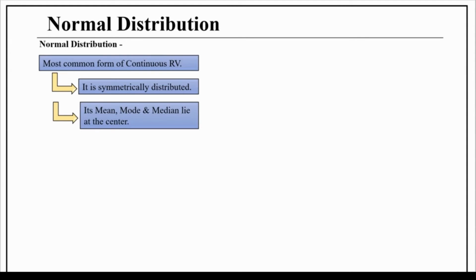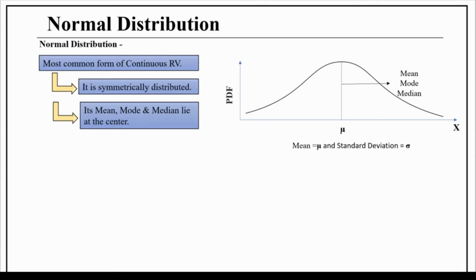It is the most common form of continuous random variable and it has two important points. The first one is it is symmetrically distributed. The second one is its mean, mode and median lie at the center. As you can see, this is a normal distribution with the mean, mode and median at the center, and its shape is like a bell curve.